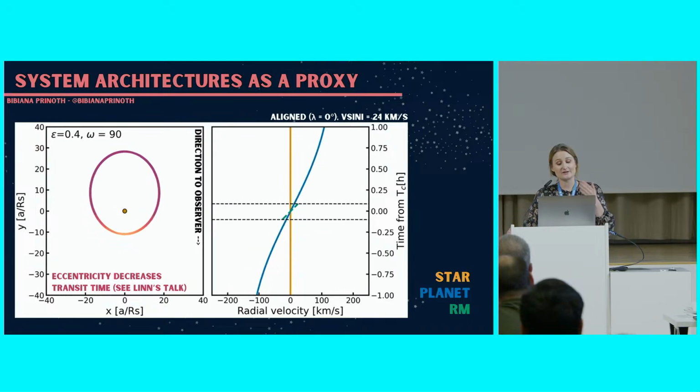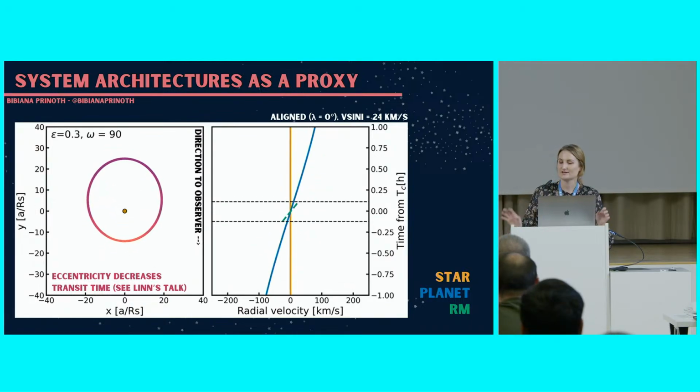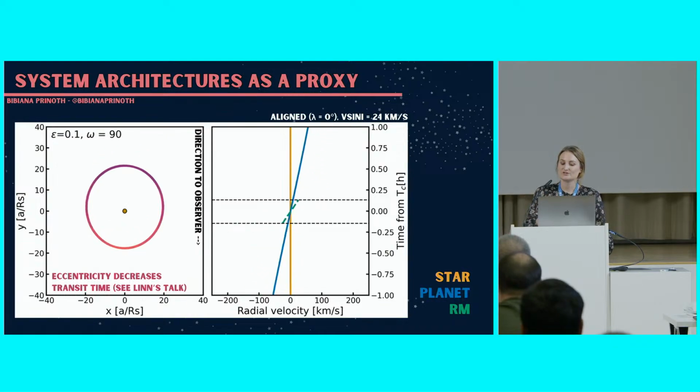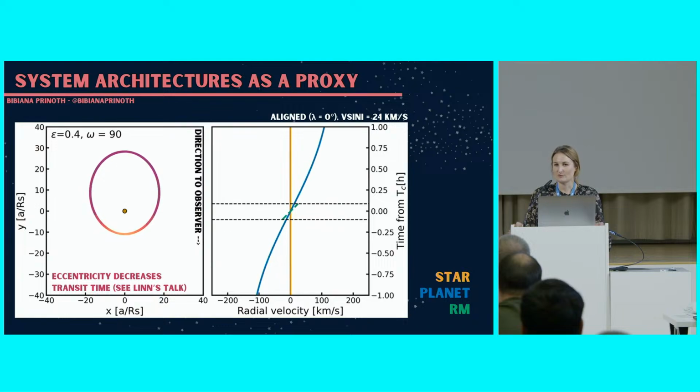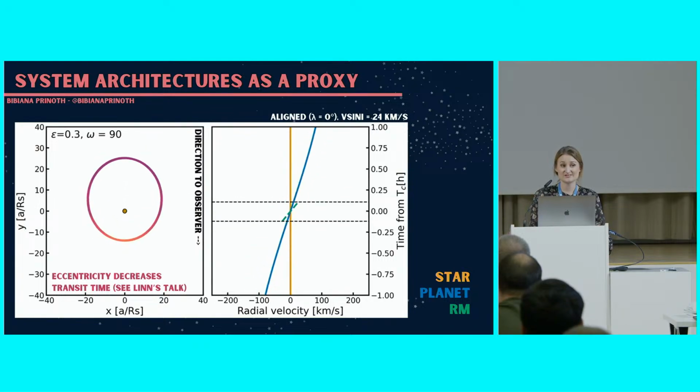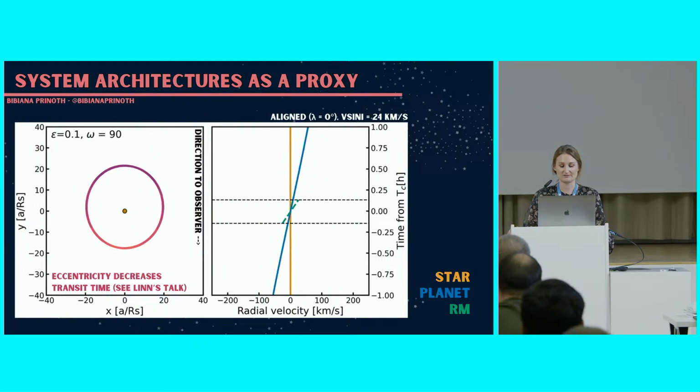You also see one thing: this is for an aligned orbit and a v sin i of 24 kilometers per second. You see the planet and the RM are going to overlap at some point, or the planet goes through zero and we're not moving very fast anymore. So this is really challenging to actually get your planetary signal out.